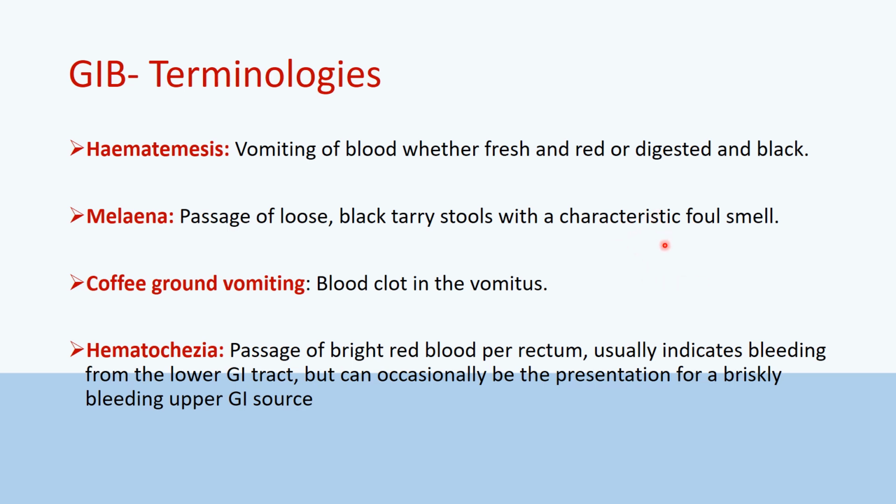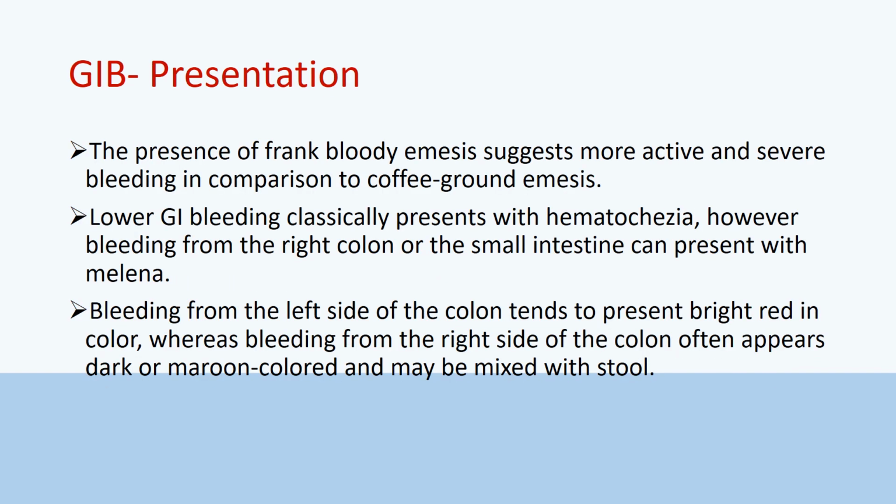Melena is the passage of loose black tarry stool with a characteristic foul smell, and hematochezia is basically passage of fresh blood per anum. Usually it indicates bleeding from the lower GIT, but can occasionally be the presentation for a brisk upper GI bleeding. Or if the transit time is short, fresh blood will appear in the stool also. The presence of frank blood in the vomitus usually suggests a more active or severe bleeding as compared to coffee ground emesis. The lower GI bleeding classically presents with hematochezia.